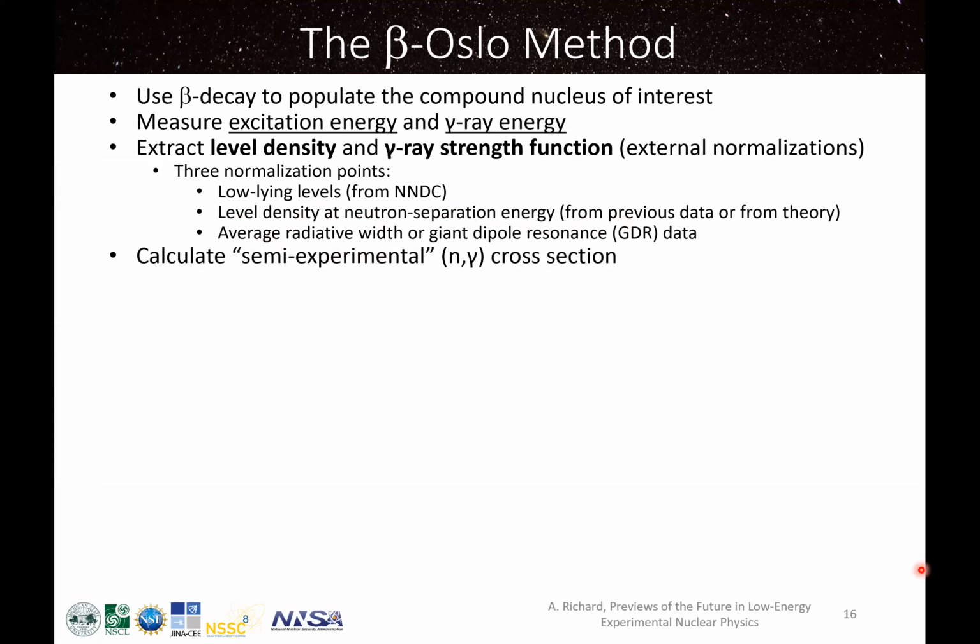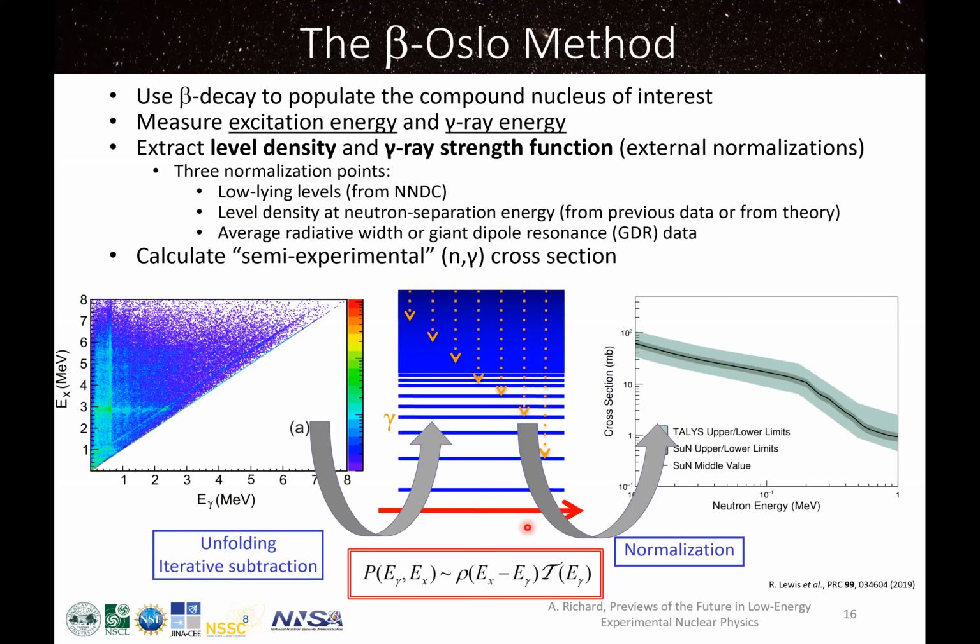So the exact same information, but shown with pictures, is here. From our experiment, we get our total excitation energy and our gamma ray energy. We construct what we call the Beta-Oslo matrix. This matrix is the raw matrix that we get directly from the experiment. The first step is that we have to account for the interaction of gamma rays in the detector, and so we have to unfold the detector response. And this is done with an iterative subtraction.